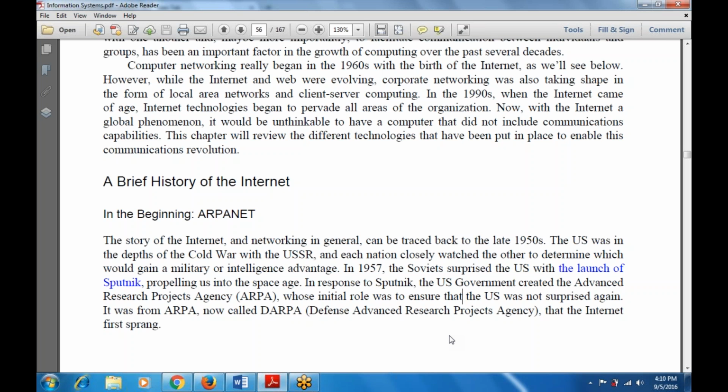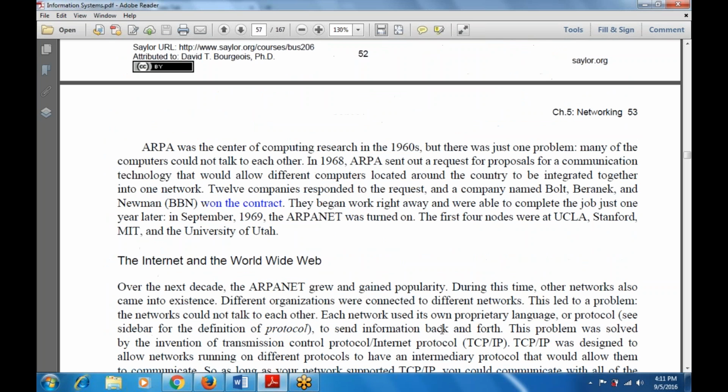In 1957, the Soviets surprised the US with the launch of Sputnik, propelling the world into the space age. In response to Sputnik, the US government created the Advanced Research Projects Agency, ARPA, whose initial role was to ensure that the US was not surprised again. It was from ARPA that the internet first sprang.